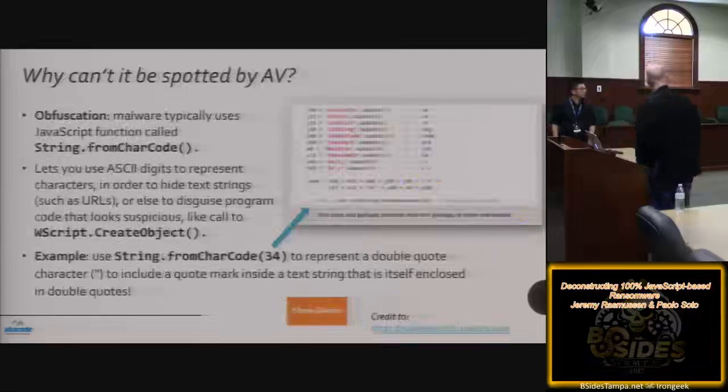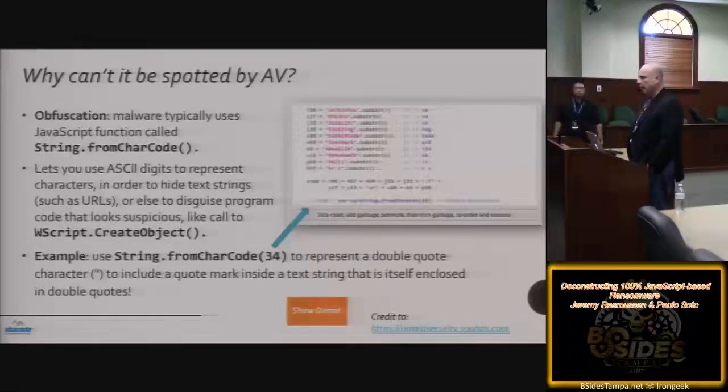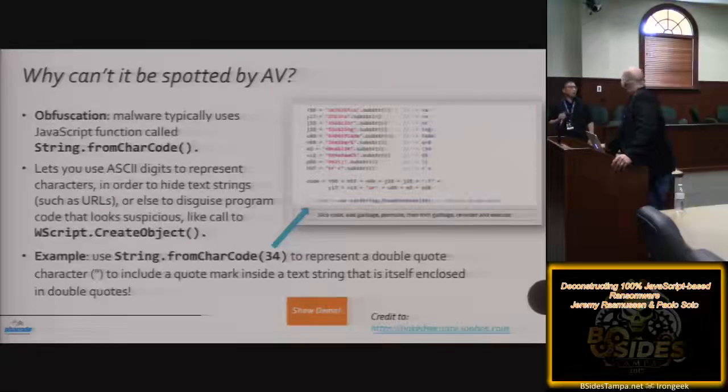So why isn't it being spotted by AV, antivirus, or endpoint protection? Like we said, Windows Script Host is a trusted application, so it doesn't get blocked. Obfuscation is easy. You just write String.fromCharCode, and the example I have here is fromCharCode 34, which represents a double quote character, to include a quote mark inside a string that is itself enclosed in double quotes. All that code looks messy, but once you beautify it, it's just regular code. So that's not really a security thing. Anybody who writes JavaScript obfuscates it to protect their intellectual property.